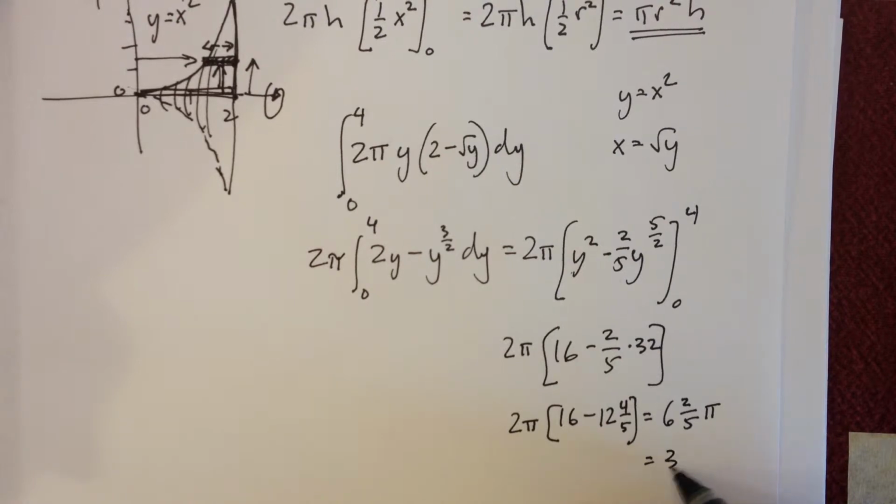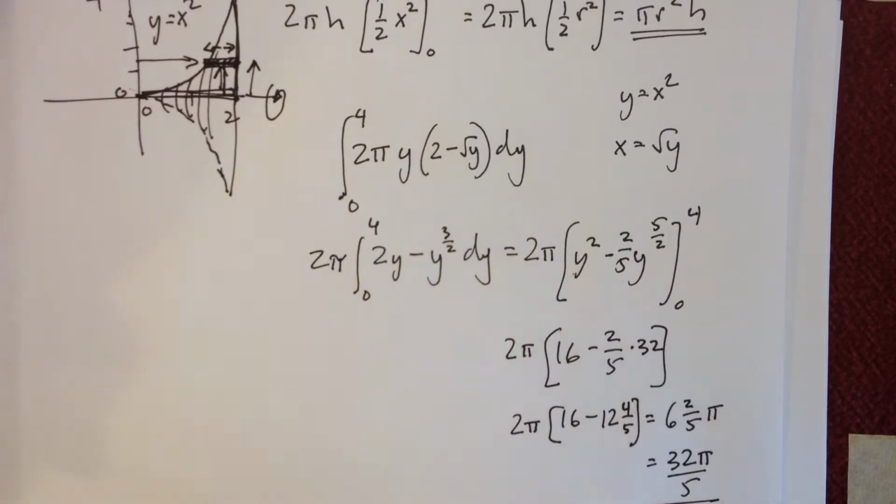6 2/5 pi, which I think if we go back to our last episode, that was 32 pi over 5. So these guys agree. We found the volume 2 different ways. You can compare those two.